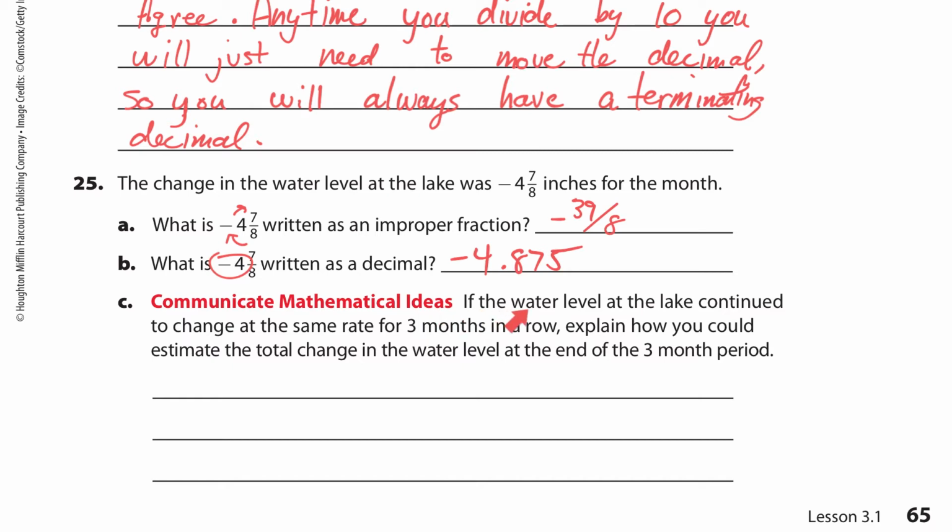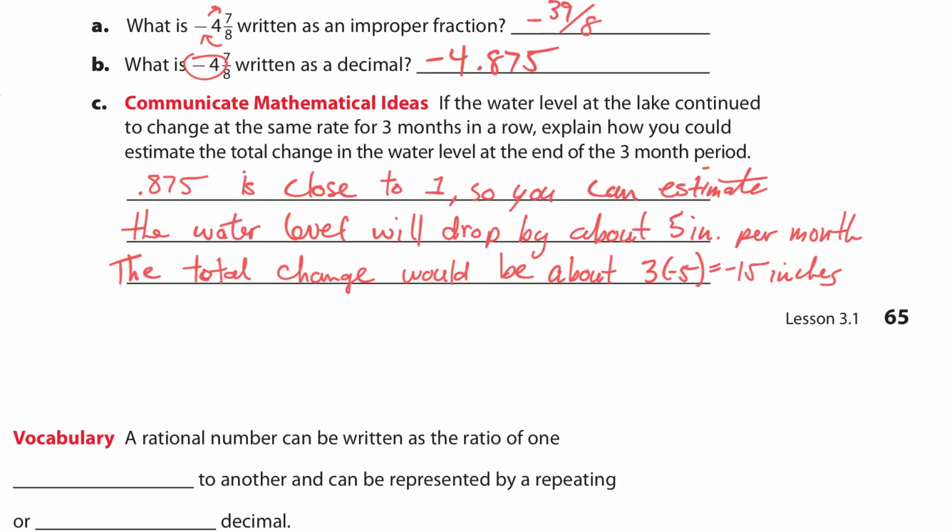If the water level at the lake continued to change at the same rate for 3 months in a row, explain how you would estimate the total change in the water level at the end of the third month. All right, so here you go.